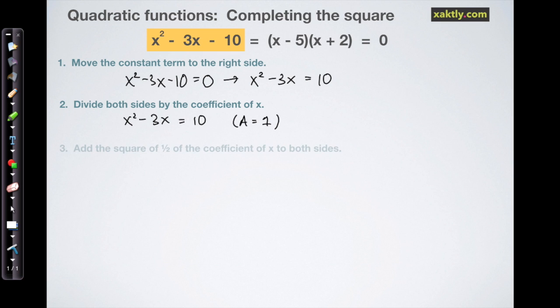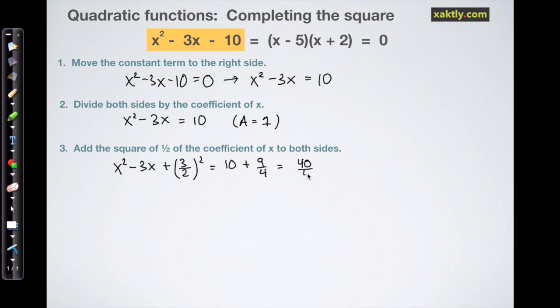Now the trickiest step is always completing the square. And what we're doing is just taking half of the coefficient of x, so half of 3 is 3/2, squaring it and adding it to both sides. I like to just write it as (3/2) squared on the left, and on the right I'll just go ahead and square it, so 9/4.